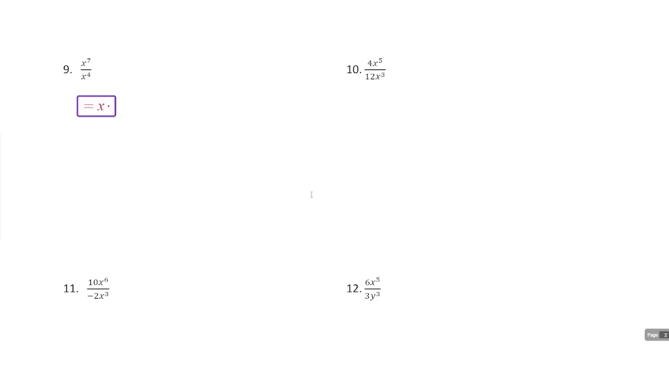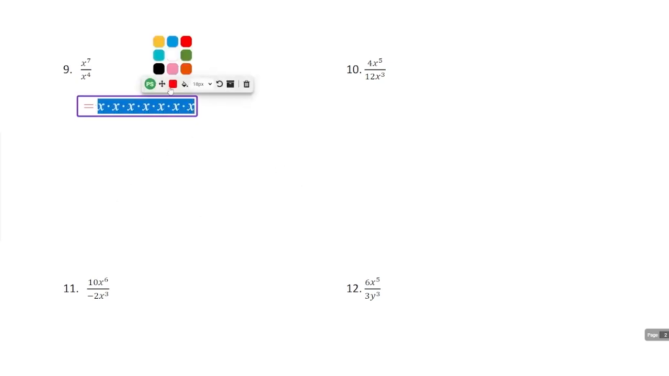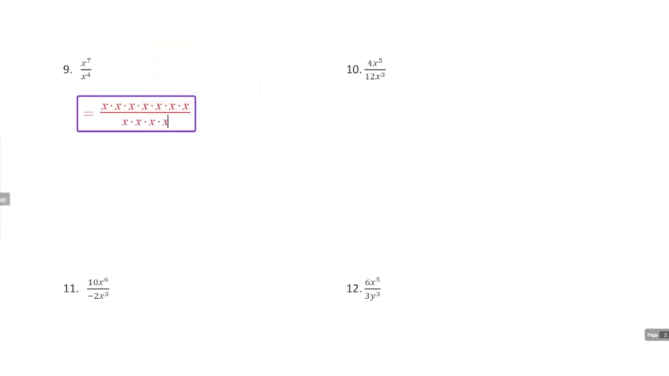We got 7 x's on top. 1, 2, 3, 4, 5, 6, 7. And then 4 x's on the bottom. 1, 2, 3, 4. And so I think the strategy here is I'm just going to reduce as many as I can. So in other words, how many of these can I reduce to 1? There's 1, 2, 3, 4.